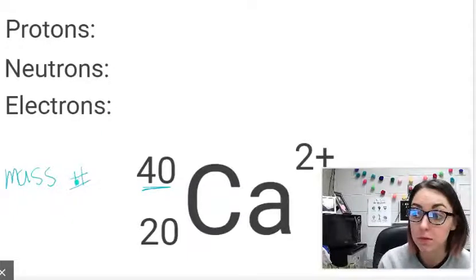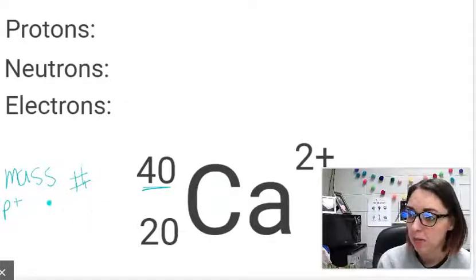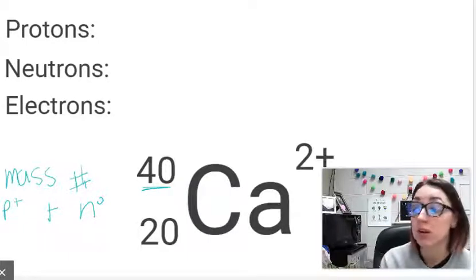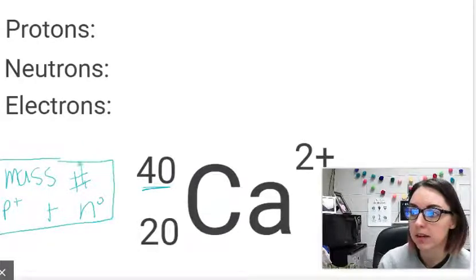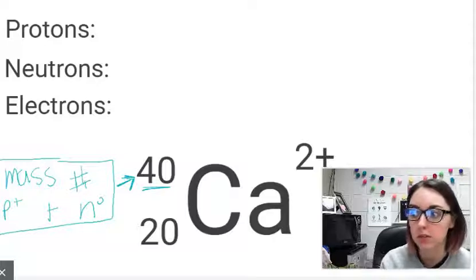So again, we're looking for mass number when we talk about a single atom, and that is simply the protons. I'm going to abbreviate that as P plus because they're positively charged, plus the neutrons. I'm going to abbreviate that as N sub-0 because neutrons are neutral. So mass number, that is this 40 right here. That is the protons plus the neutrons.